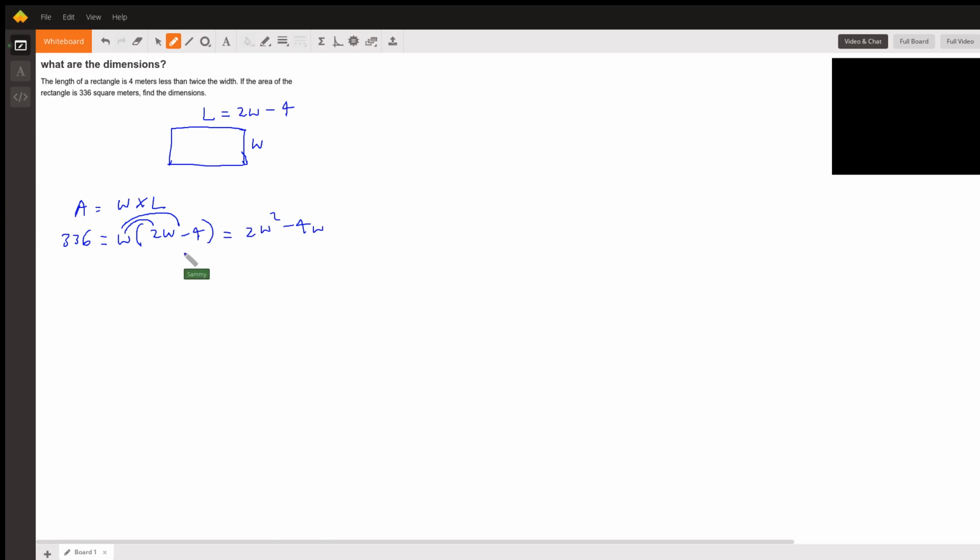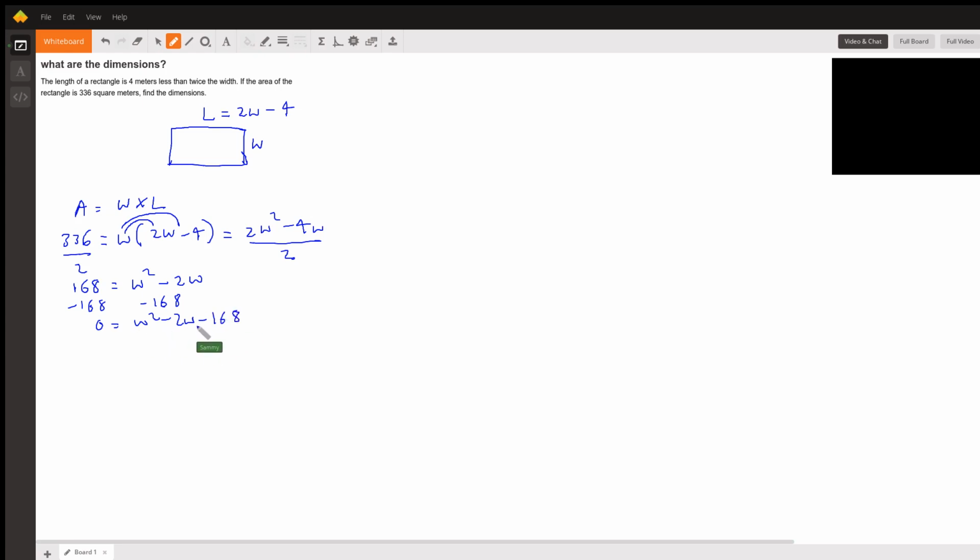Now, everything is divisible by 2 on both sides, so we'll go ahead and divide both sides by 2. So on the left side, we'll get 168. On the right side, we'll get w squared minus 2w. Now we got a quadratic equation here. So we need to go ahead and subtract 168 from both sides. So I have 0 is equal to w squared minus 2w minus 168.